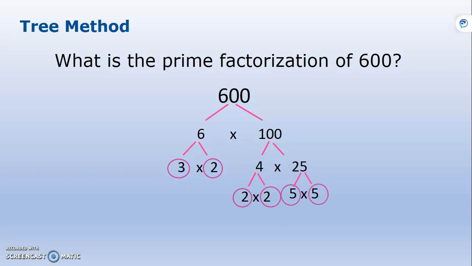Then what I'm going to do is take all the numbers that I circled, and I'm going to write them as an expression using multiplication symbols. I'm going to line them up from least to greatest. So I have 2 times 2 times 2, because there are 3 2's, 1, 2, 3. And then I have times 3, because there's only 1 3, and then times 5 times 5. So if I was to multiply this all out, it would equal 600.